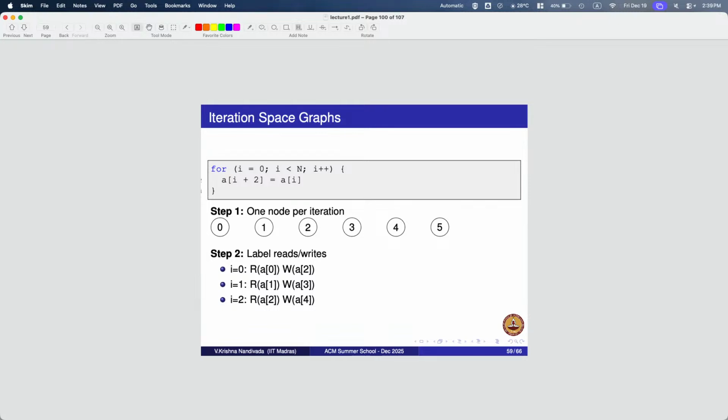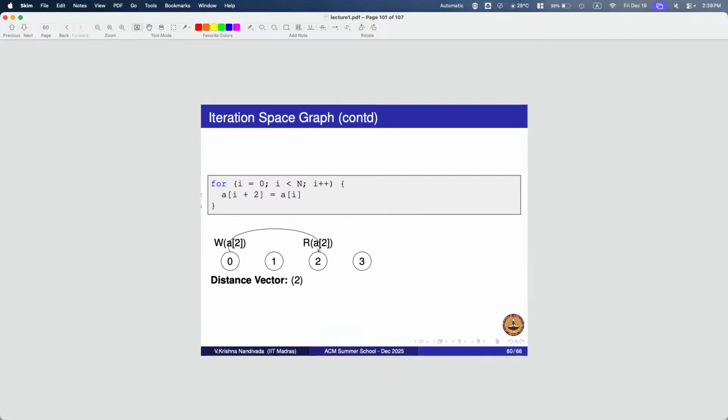For this code, I plus 2 and I. In iteration 0, I am reading a sub 0 and writing to a sub 2. In iteration 1, I am reading a sub 1, writing to a sub 3. Iteration 2, reading a sub 2, writing to a sub 4. Correct? I can write it like this, and here there is a write to a sub 2. So there is an edge.